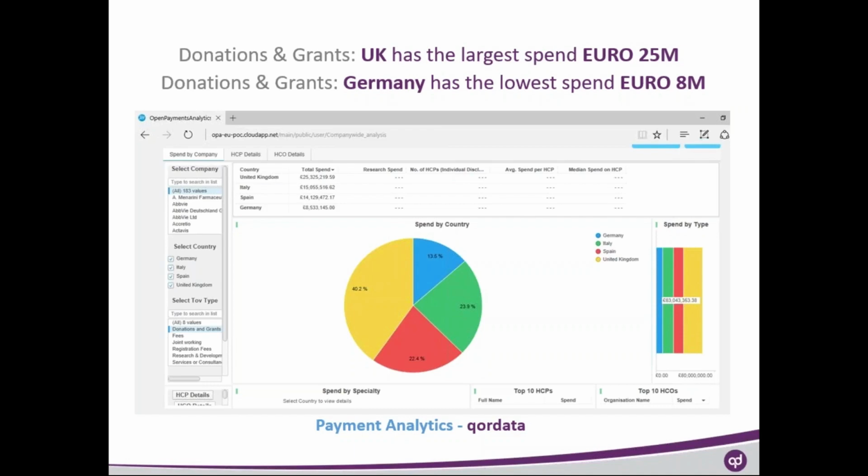And when you do so, certainly UK, which was ranked 4th out of the 4 countries in terms of their total spend, seemed that they were most philanthropic and most giving when it came to donations and grants. And at 25 million, they topped the 4 countries. Germany, in this case, came out at the lower end, around 8 million. So the relative position completely flipped between Germany and UK. And all we did was apply a different filter or different focus.